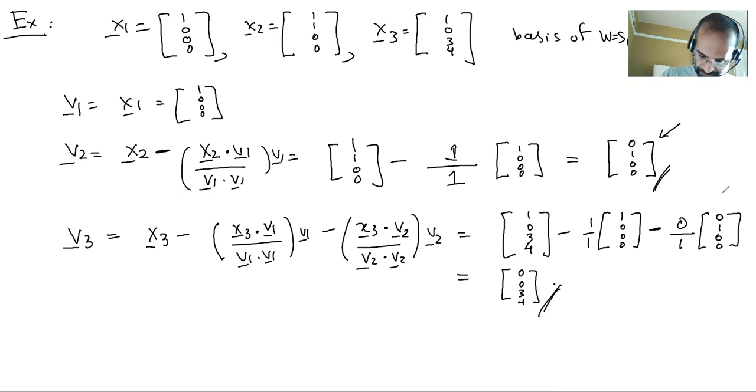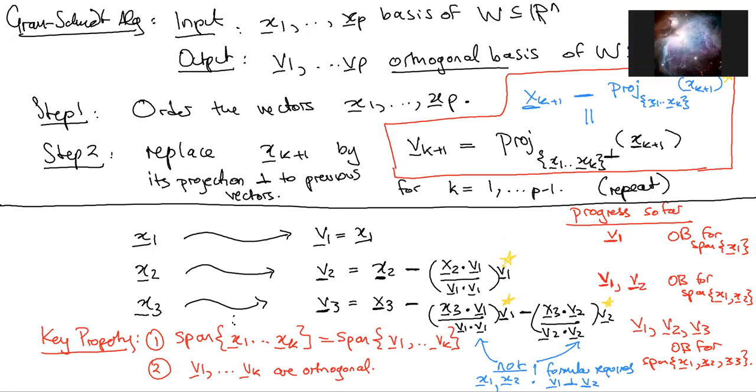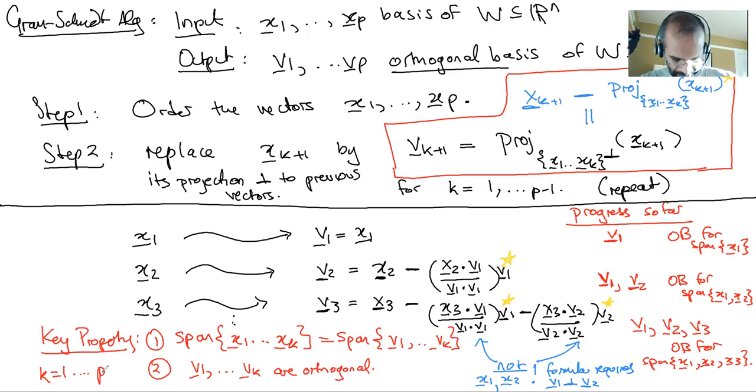Any questions about this? I have a question about the last slide, actually, some of your writing. So at the beginning, we said the input was x1 through xp, but then in the key properties, we only talk about x1 through xk and v1 through vk. Good, good. So this is for all k, for k equals 1 through p. p is the total number of vectors, but k is at step k. You're looking at k vectors. At step one, you're looking at one vector. At step two, you're looking at two vectors. So the key property is saying at every step, the spans are preserved, and the v's you produce so far are orthogonal. So the biggest k is p? The biggest k is p, correct. Okay, that makes sense. Thank you.